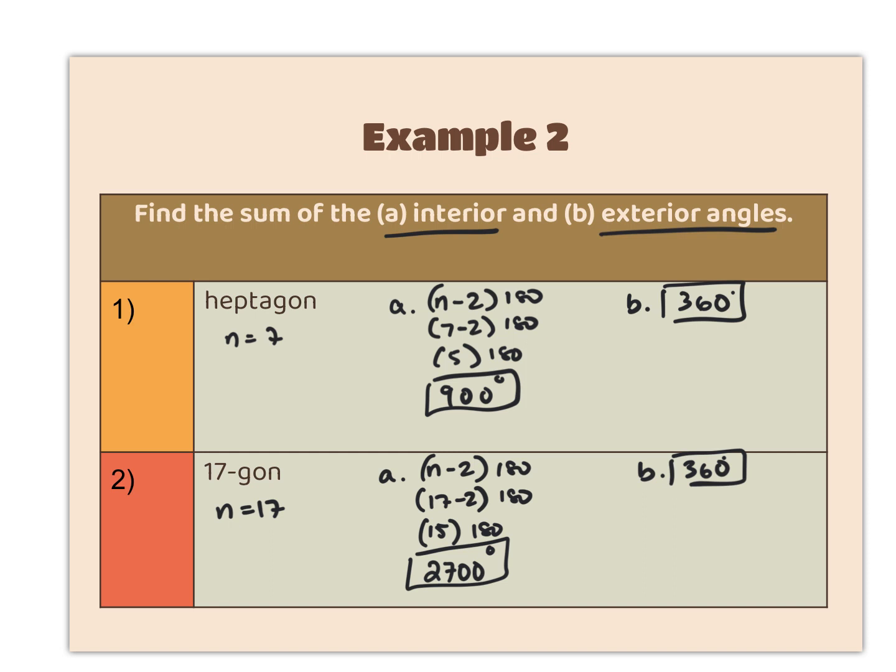Now, this is all the interiors. This is the sum of all 7 interiors. Now, how much is each interior angle? Well, we're not sure. If it was a regular polygon, a regular heptagon, I would divide 900 by 7 and I'd get each one. But if it's not regular, they could all be different. They just have to all add up to 900. So looking for the word regular is pretty important.